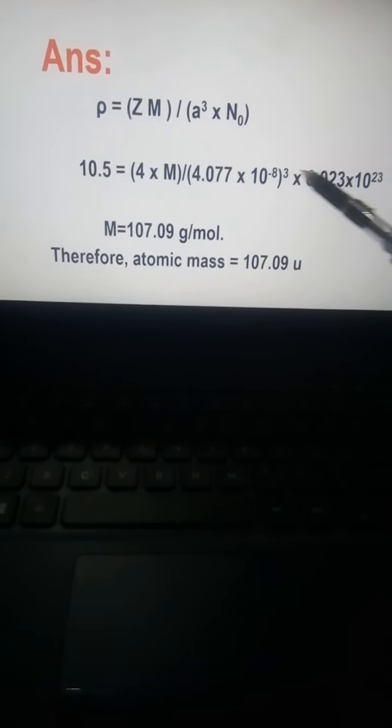So put this value, and if you do the calculation, the capital M, the molar mass, will come out as 107.09 gram per mole. Here we are not writing the unit. If you write the unit, then automatically it will be cancelled out. The density is gram per centimeter cube, so gram will remain, centimeter cube per centimeter cube will be cancelled out, with the other unit remaining. So ultimately the unit will be gram per mole. You can do that part.